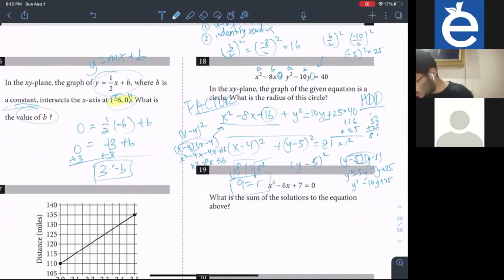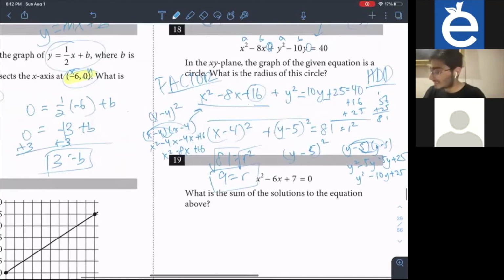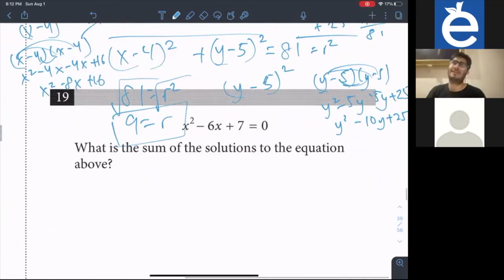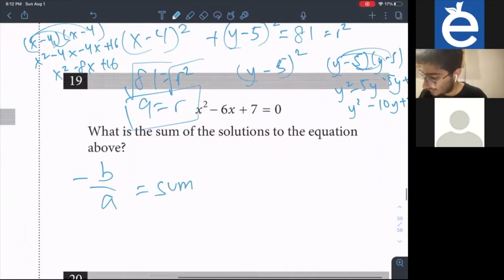Now question 19. What is the sum of the solutions to the equation above? So the fast way that I can basically solve it in 10 seconds is remembering negative b over a. Negative b over a is basically the sum of the solutions, and c over a is the product.